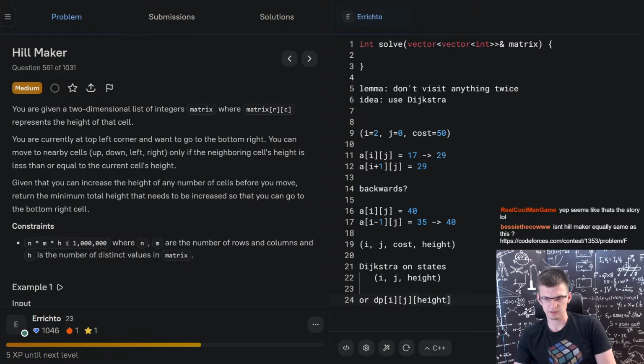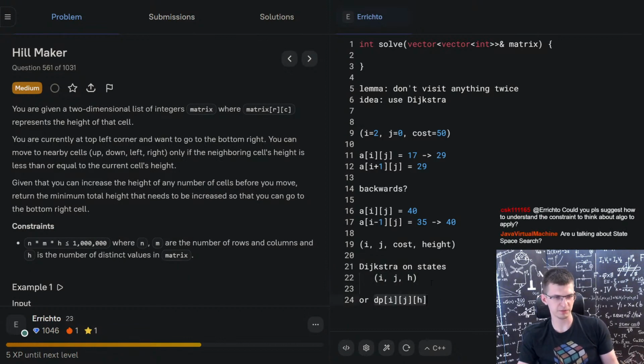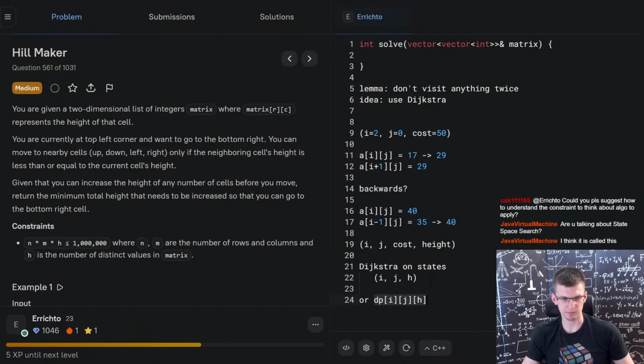But in Dijkstra, for every state like this, I want to know, to be in this cell i, j, at height h, say h is enough, what's the total cost so far, what's the minimum possible total cost used to get here, to this state. For DP, well, it would be the same definition. Dijkstra and DP are the same.